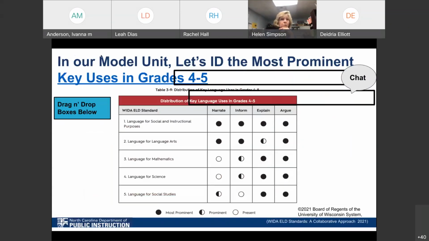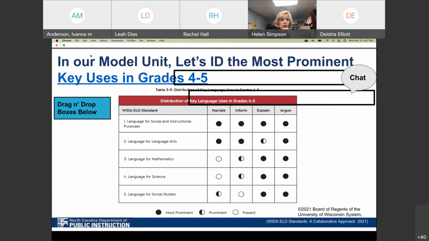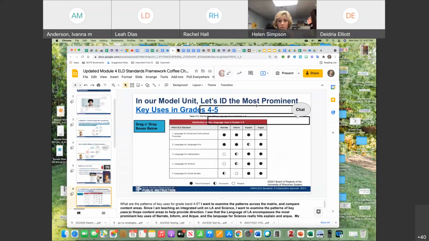I have to come out of present mode to drag and drop, don't I? All right, let's see if I can come out of present mode here.